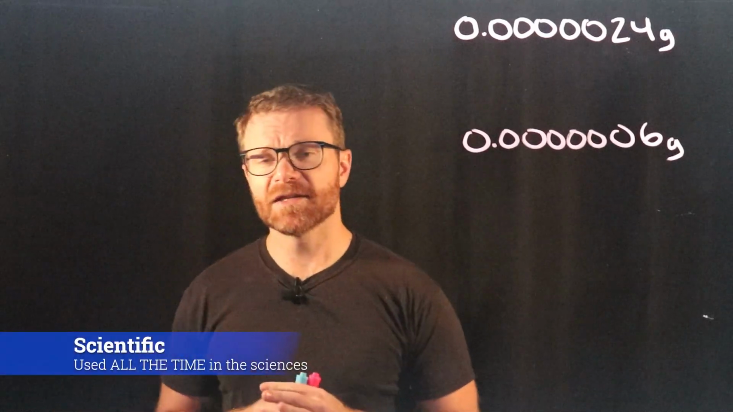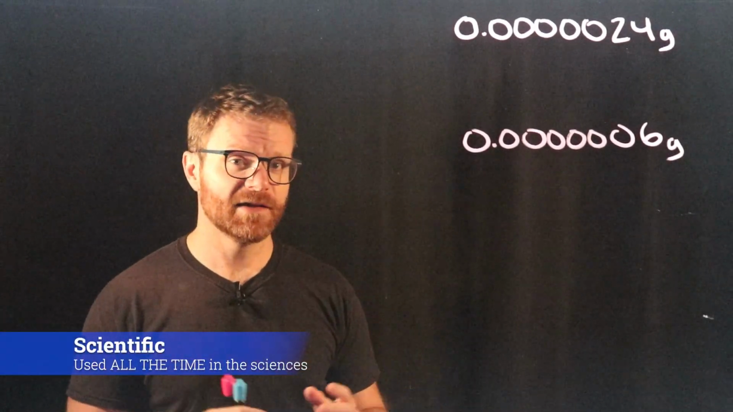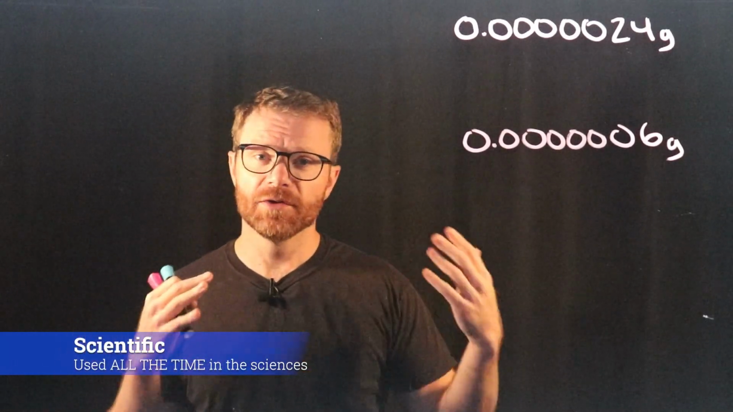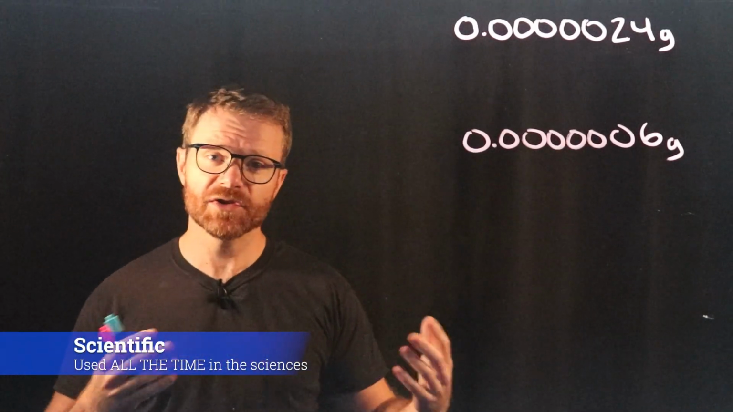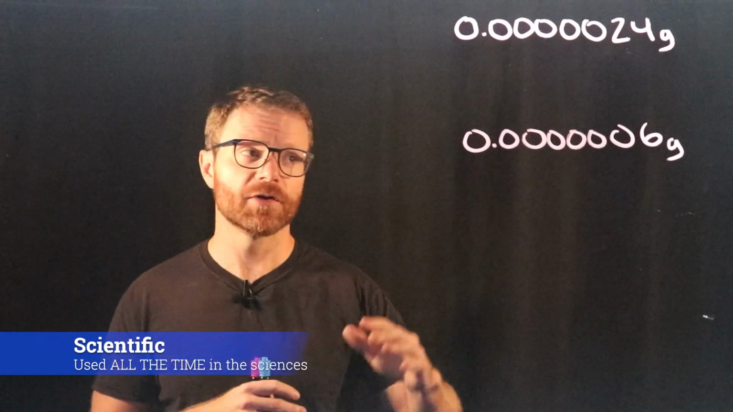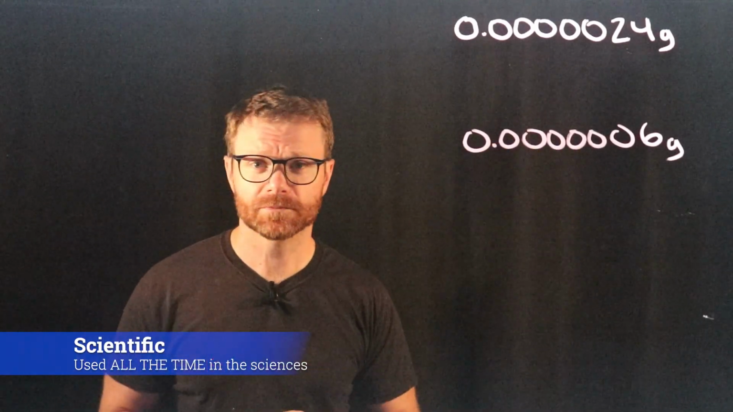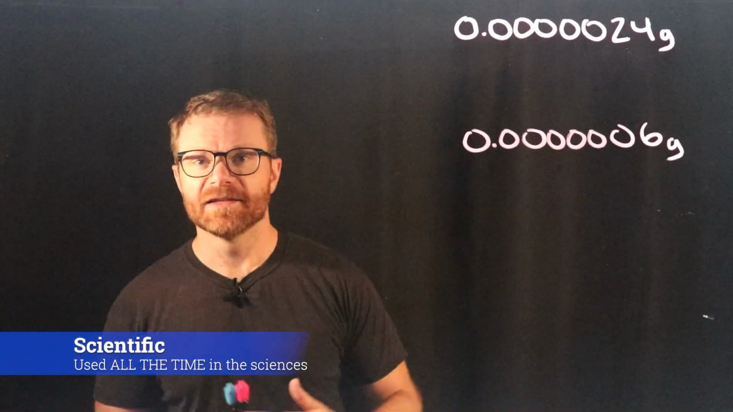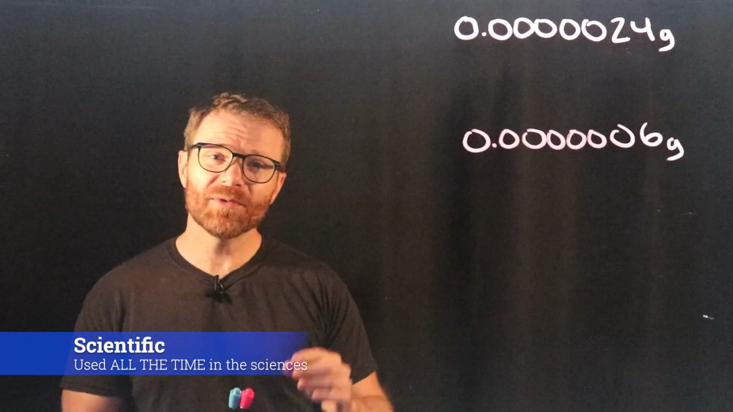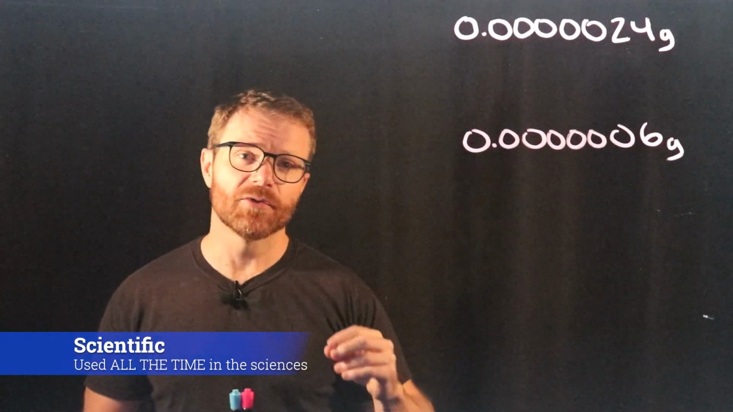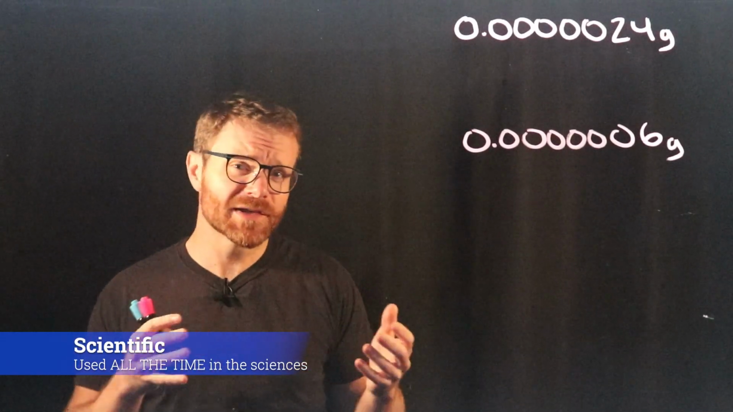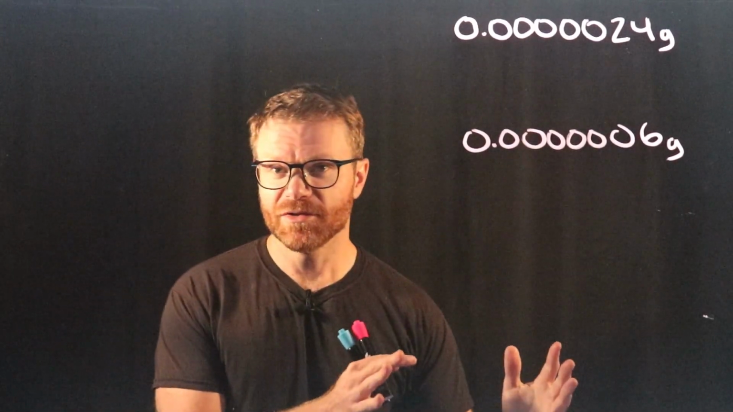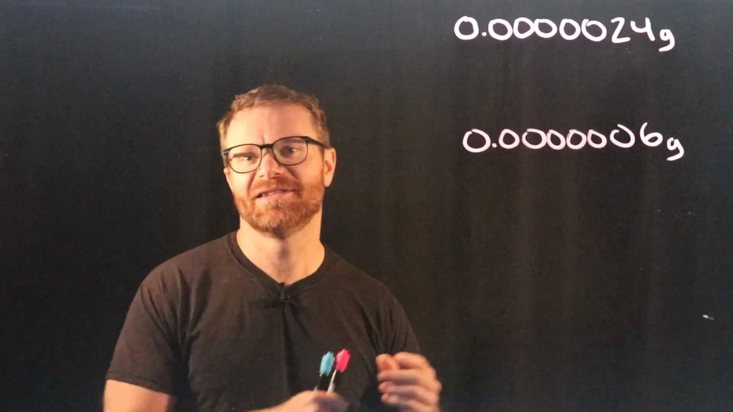It's scientific in the sense that we use it in the sciences a lot, and it's really useful. And the further I went in my scientific career, the more I used it and the more comfortable with it I got. And eventually I got to the point where I really preferred it over using a bunch of zeros. And that's because in the sciences, we measure really, really big things, like the distance between two stars, or really, really tiny things, like the mass of a cell, or a molecule, or an atom, or even a subatomic particle.